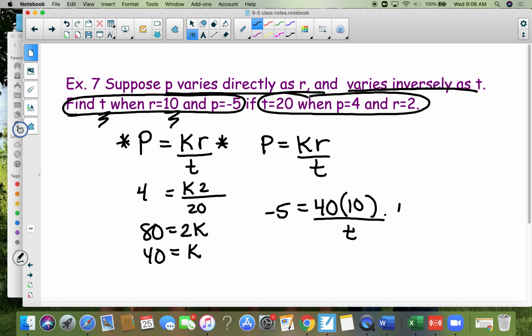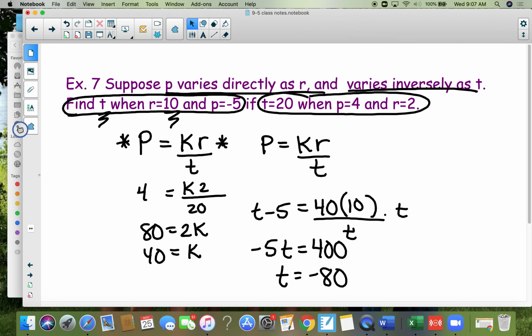So I'm going to multiply both sides by T first. So we have a negative 5T. I had to get T out of the denominator by multiplying both sides by T equals 400. So T is a negative 80. Final answer. Okay, now you can shut off part 1 if you want to.